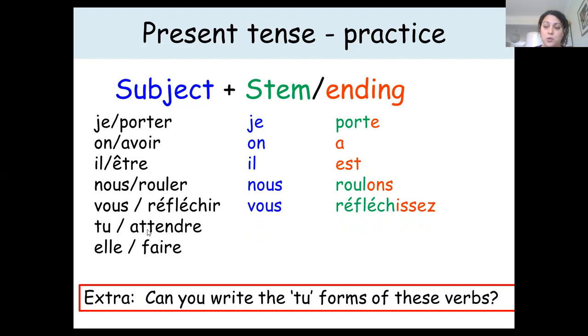Then please conjugate tu with attendre, which is to wait. Okay, pause now. And the answer is tu attends. Tu attends. We removed RE and we added the ending in red, S. And the last one, which is an irregular, she does. Pause the video and write it down. The answer is elle fait. Okay. So how did you get on? Please write yourself a target and write this in the private comments to your teacher as well.